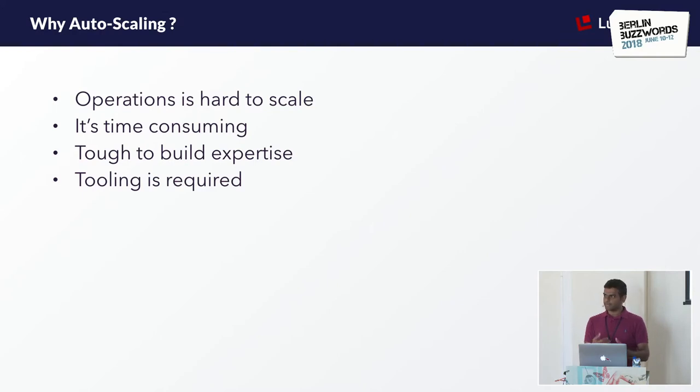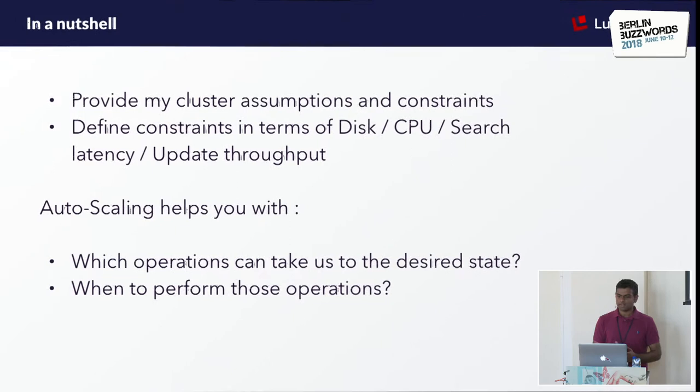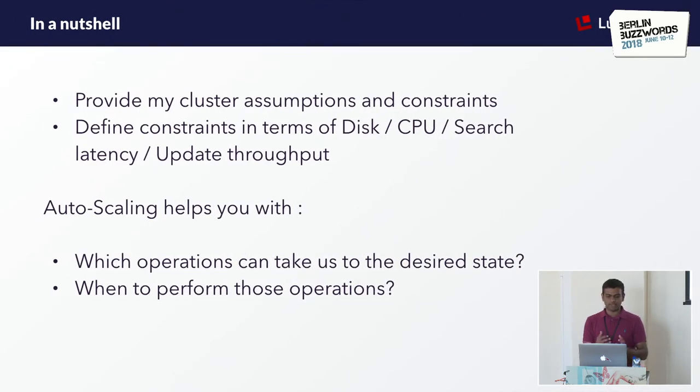Until the auto-scaling framework, you would get very low-level APIs from Solr. You could have an API to move a replica from machine one to machine two, but it wouldn't tell you which is the best machine to move the replica to. Those are the things we wanted to build out in the auto-scaling framework. In a nutshell, you provide some constraints and assumptions about your cluster. You define some rules, what's important for you: is it CPU, disk, search latency, or update throughput? And Solr will help you with what operations are required to reach that desired state.